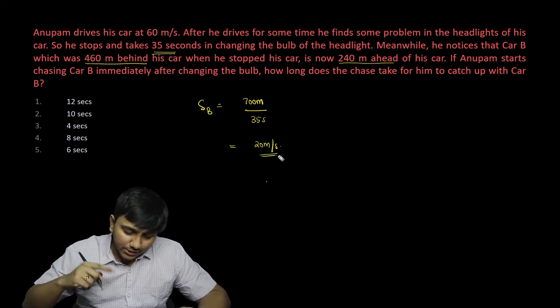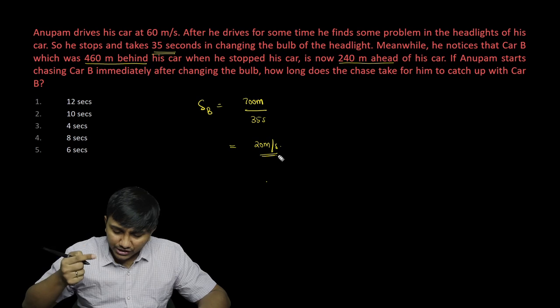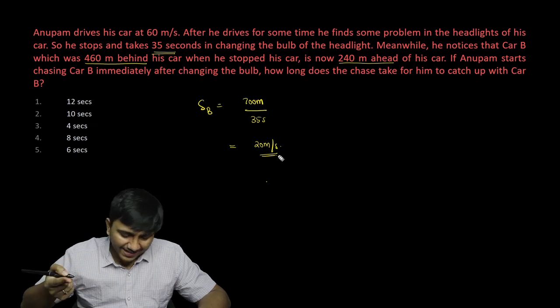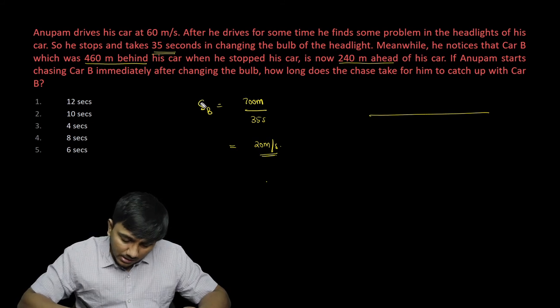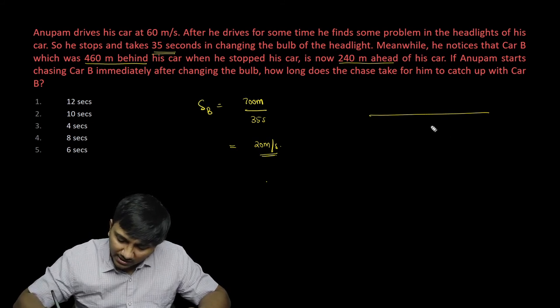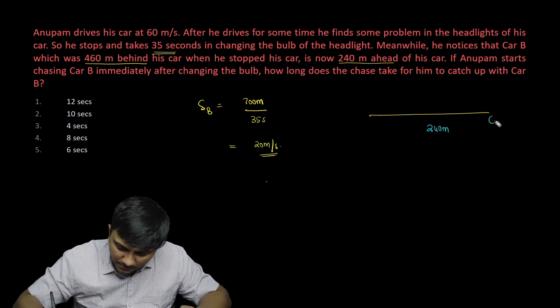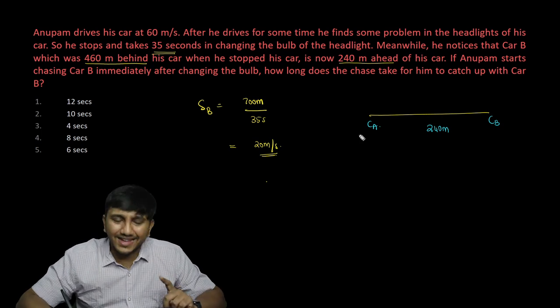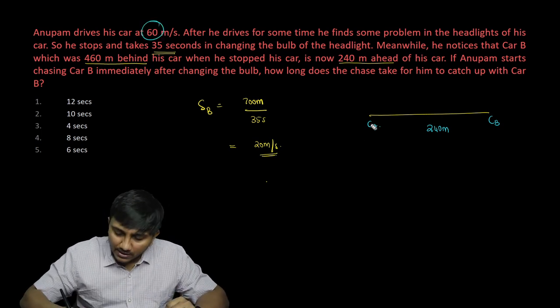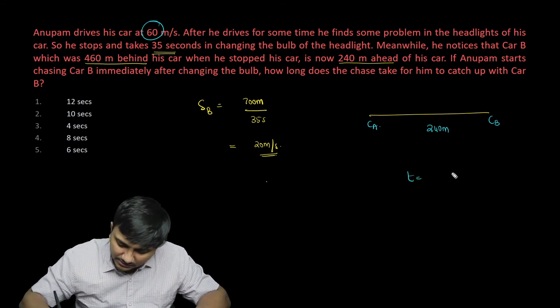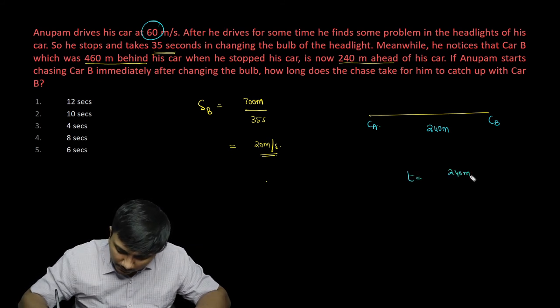Now Anupam starts chasing car B immediately after changing the bulb. How long does it take for him to catch up with car B? When Anupam starts the chase, car B is already 240 meters ahead. So the distance between Anupam and car B when he starts the chase is 240 meters. And Anupam will be able to catch up because Anupam's speed is greater than the speed of car B. So time taken is distance, which is 240 meters, by relative speed.